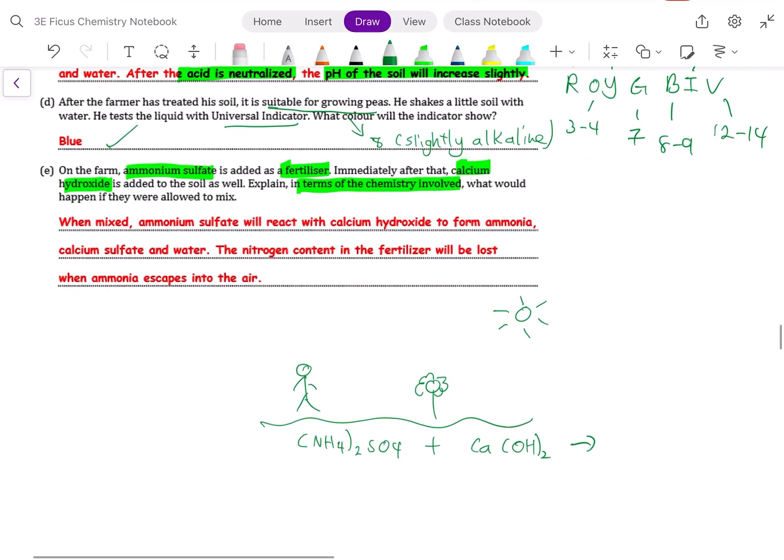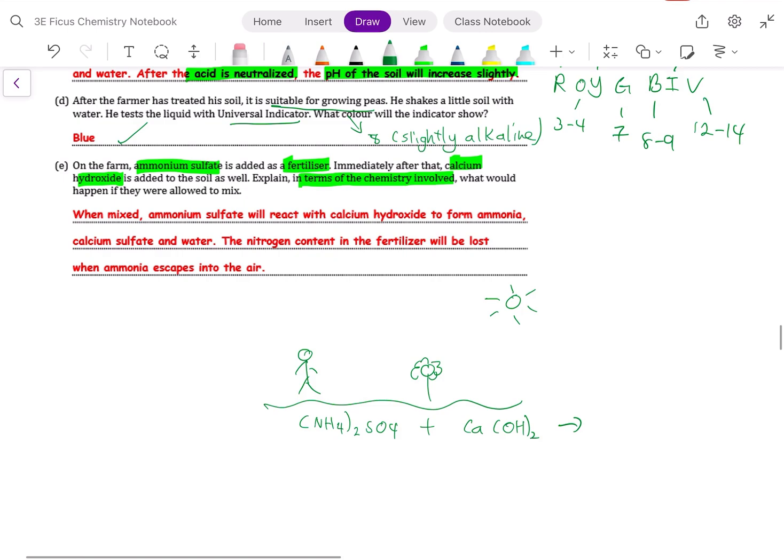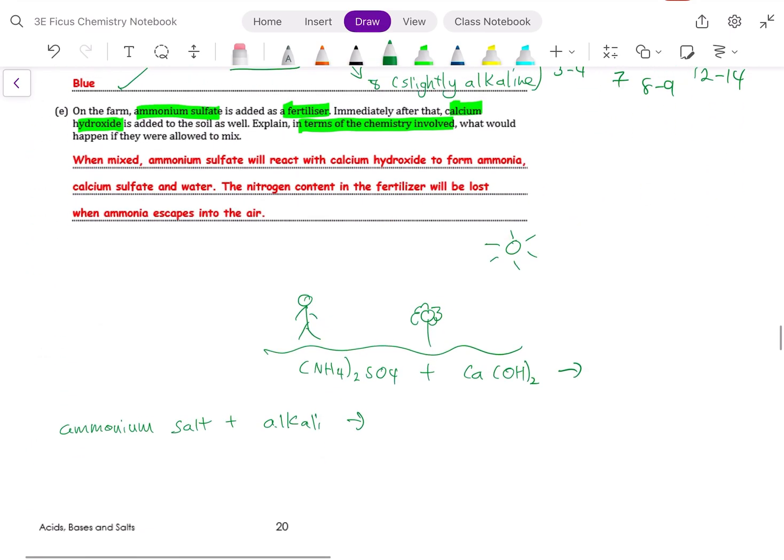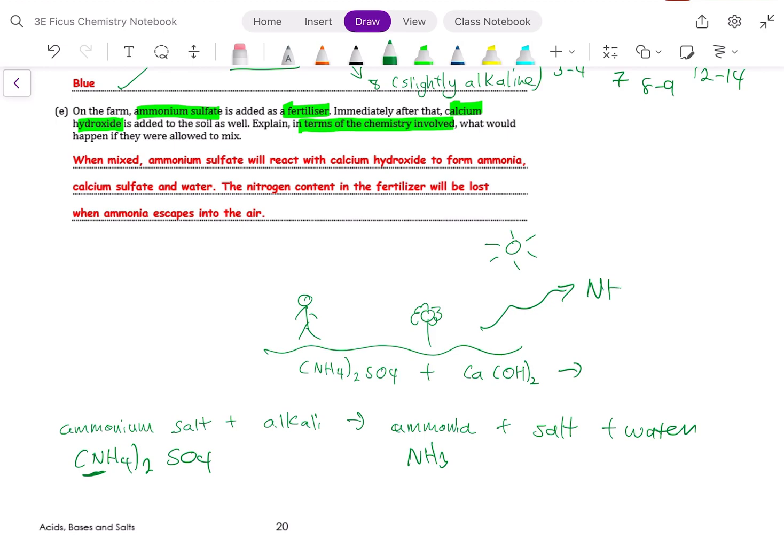There's a reaction happening. Why? Because it's an ammonium salt plus alkaline reaction. We just talked about it just now. Now is the application side. You get ammonia gas plus salt plus water. The important thing about this is this. Ammonium salt, let's say ammonium sulfate, you have a lot of nitrogen. But once this reaction happens, you get ammonia gas which will escape into the surrounding. So the nitrogen is gone.